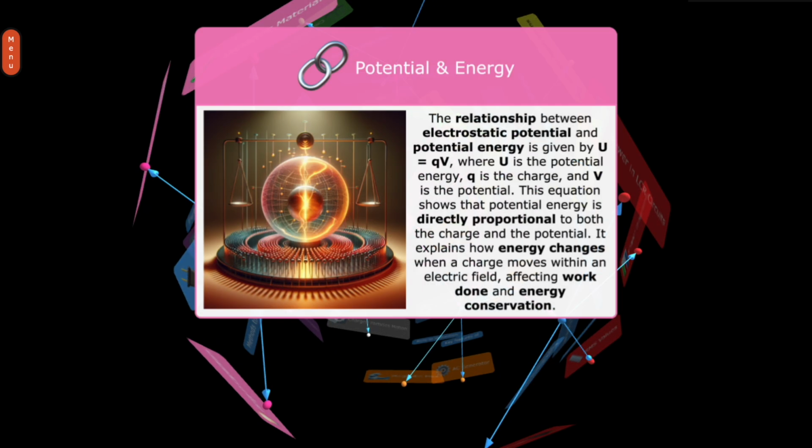The relationship between electrostatic potential and potential energy is given by U = QV, where U is the potential energy, Q is the charge, and V is the potential. This equation shows that potential energy is directly proportional to both the charge and the potential. It explains how energy changes when a charge moves within an electric field, affecting work done and energy conservation.